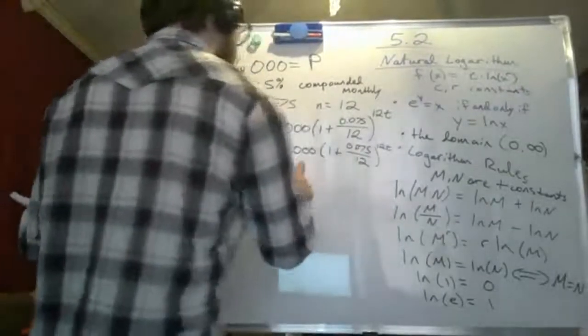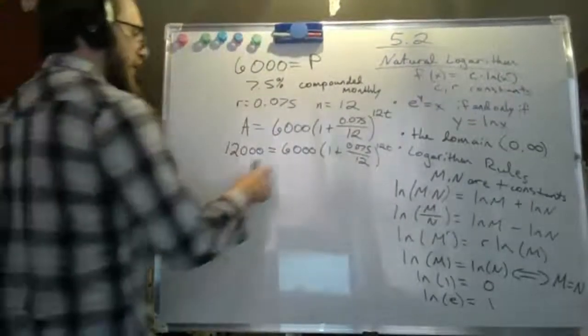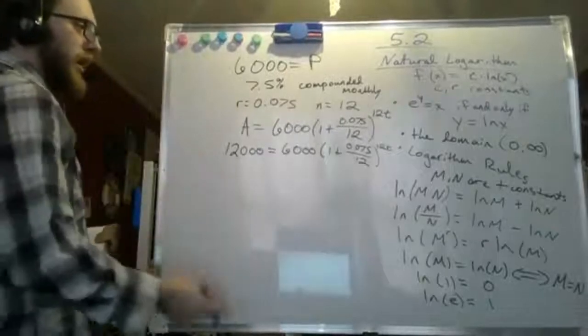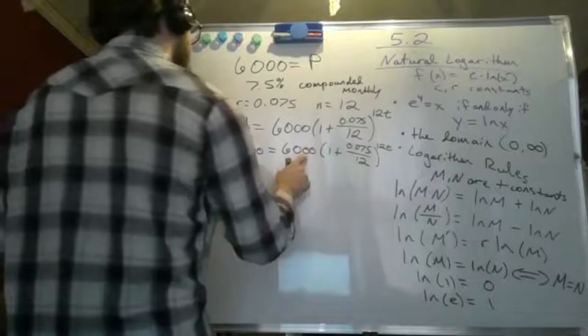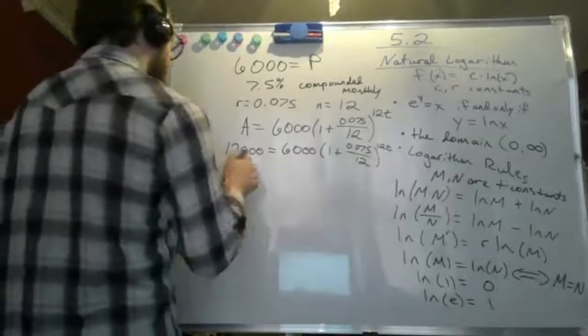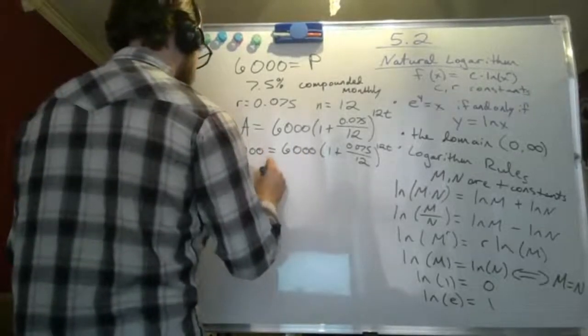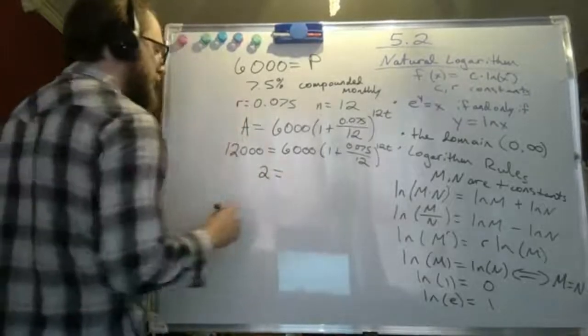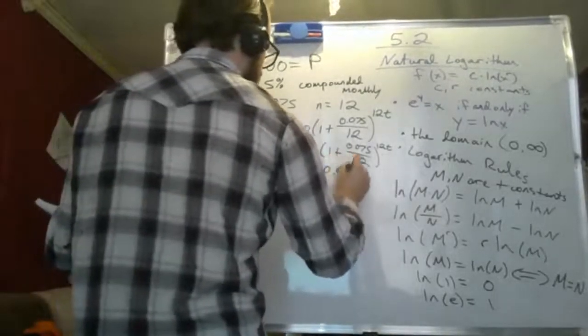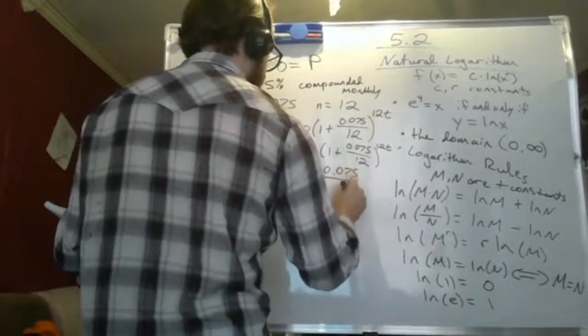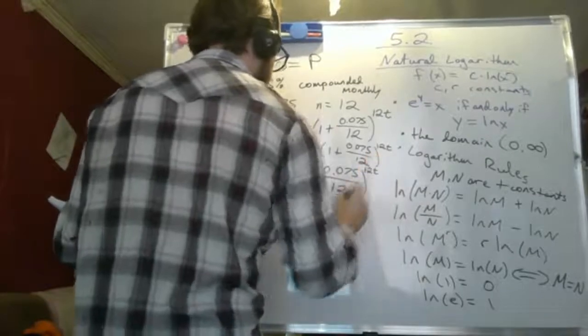The easiest thing to do is get rid of our coefficients, and then we'll be able to take the natural log of both sides and pull the power down, but you'll see that as we come to it. So I'm going to divide by 6,000. 12,000 divided by 6,000 is going to give me 2, and so 2 is equal to 1 plus 0.075 divided by 12, raised to the 12t power.